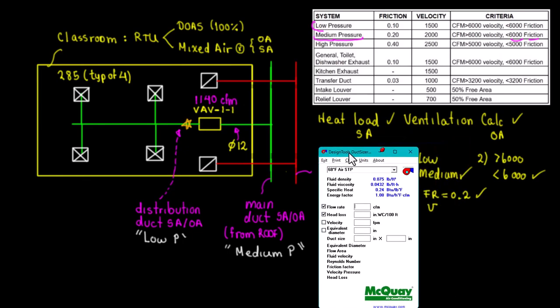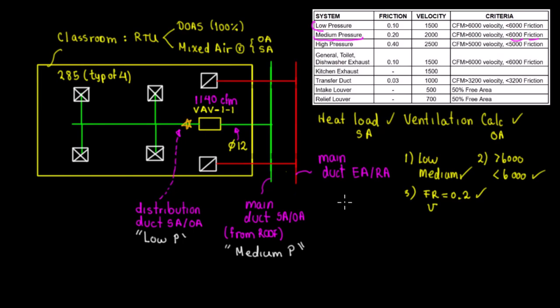Now in order to size that, again, we're going to do my redundancy, we're going to do the steps. Sizing ductwork is 3 steps. Number 1, is it low or medium ductwork? After or past the VAV is low pressure duct. There you go. Number 2, is it greater than 6,000 or less than 6,000? It's like a recipe, right? As you can see, the CFM right here is 1140, so it's less than 6,000. Number 3, the criteria. Is it friction or velocity?